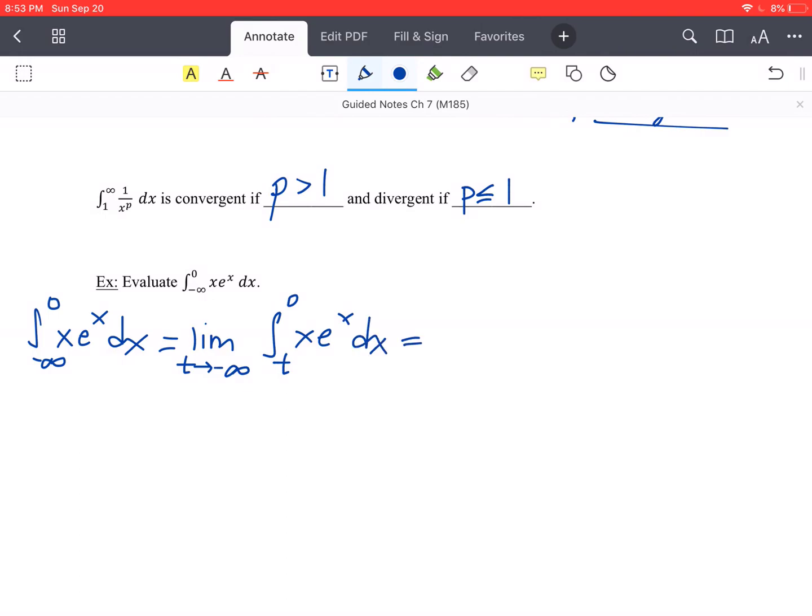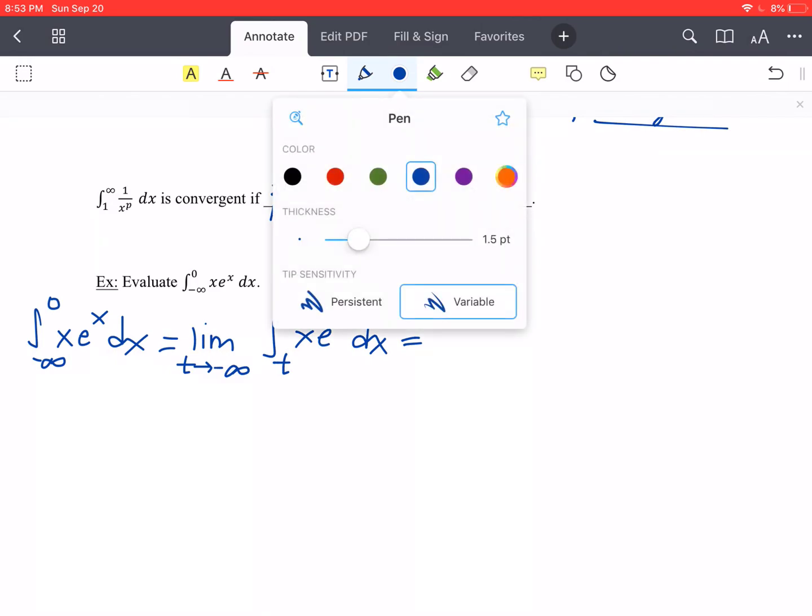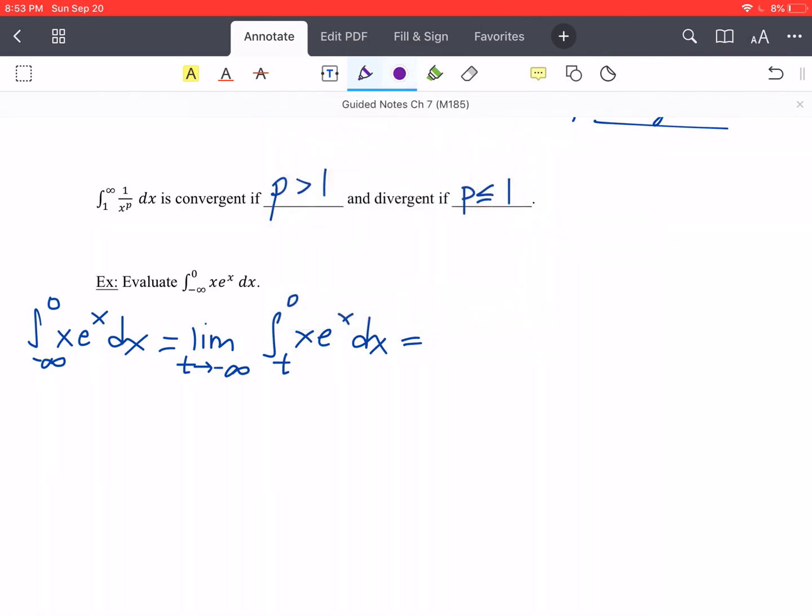Now to evaluate this, we have to use one of our techniques of integration. We're actually going to use integration by parts. Okay, so integration by parts. So we're going to let u be x, then du is dx, dv is going to be e to the x dx, so v is going to just be e to the x.